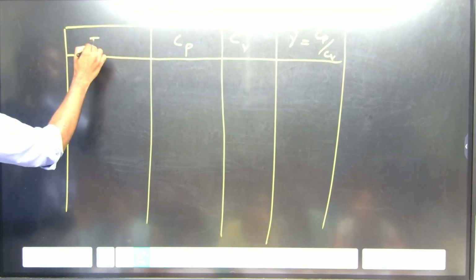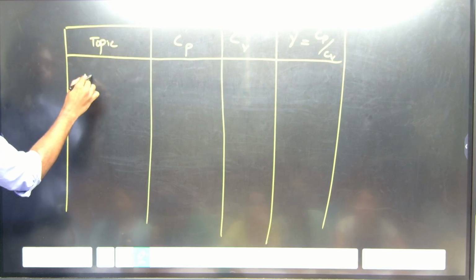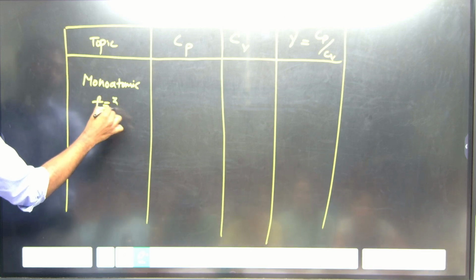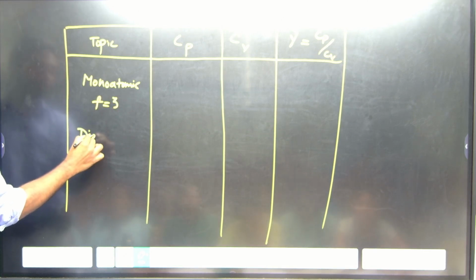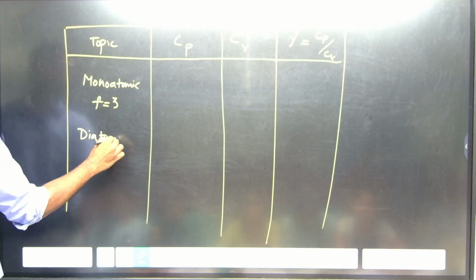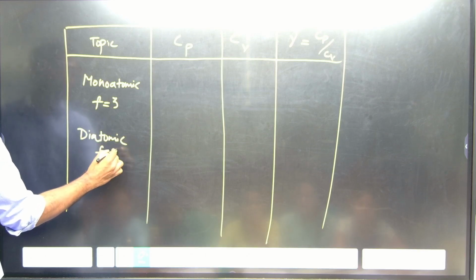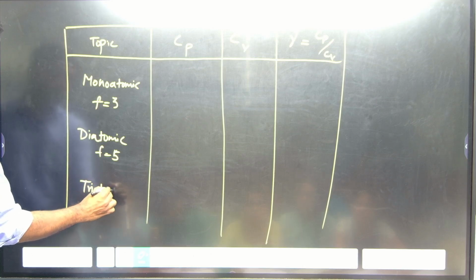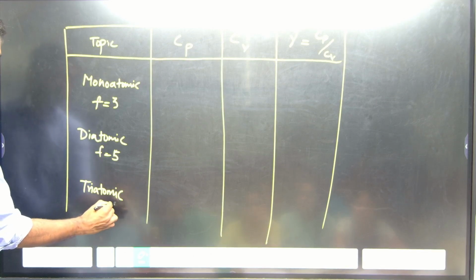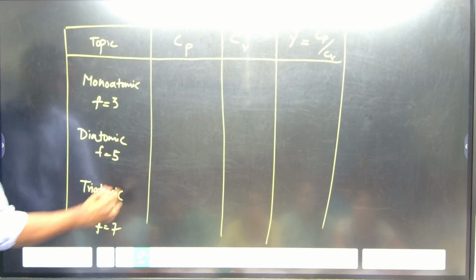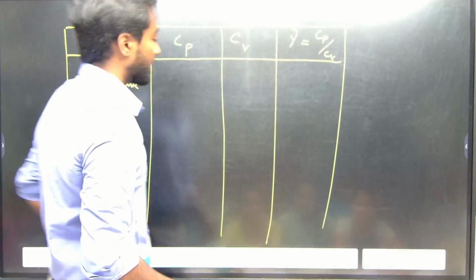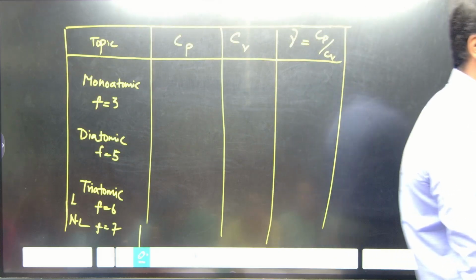Okay, topic, right. So monoatomic, what is the degree of freedom? So for diatomic, so for triatomic. F is equal to 6, F is equal to 7. This is linear, this is non-linear. Now calculate and tell me the answer for Cp, Cv and gamma.